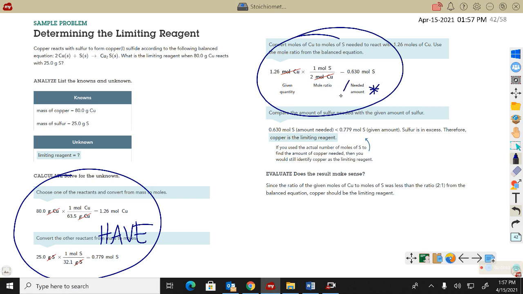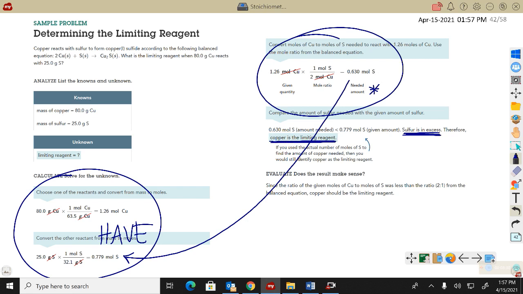So then you compare that to the amount of sulfur that you have. And at that point then we said that we actually have extra. I only need 0.63 moles of sulfur, but I have 0.779 moles. So I have a little extra. So we said then that sulfur was the excess reactant. And so by process of elimination, if you found the excess, then the other reactant is limiting. The copper was our limiting reactant.